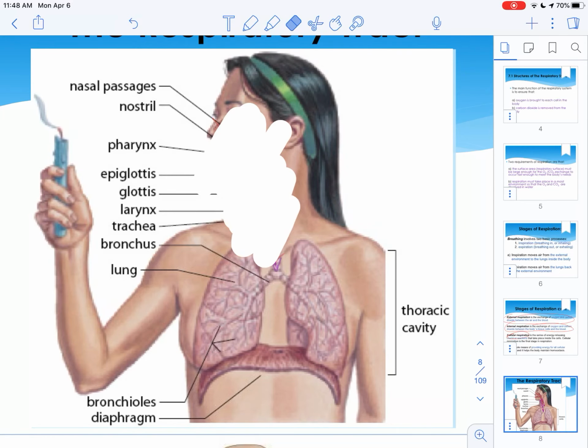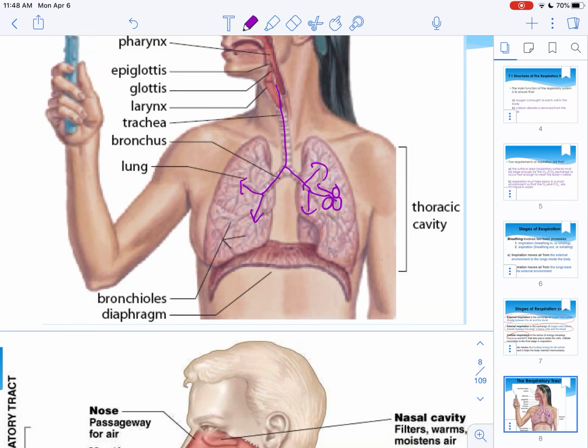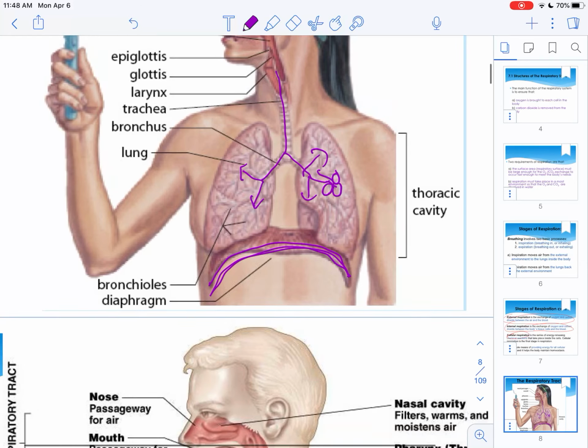Okay, so moving on, as that air goes down your trachea, it will be branching into two bronchi, which then branch into tinier bronchioles, and they end as these little air sacs called alveoli, where the gas exchange actually happens. You do have two lungs, and you have a diaphragm muscle that's very important in helping the breathing process, as we'll see in a minute.